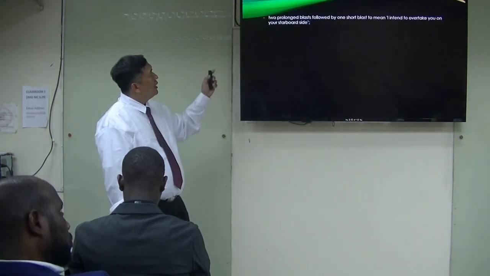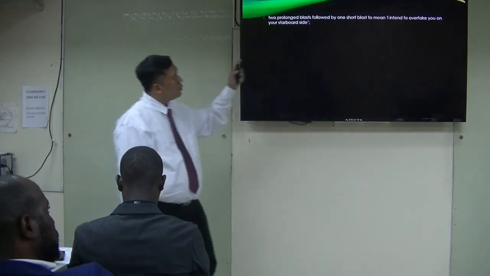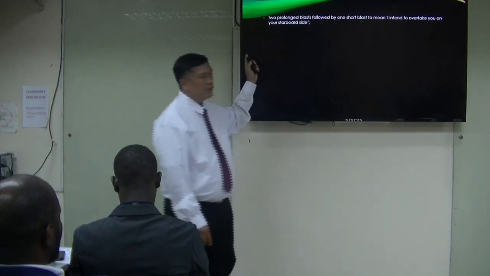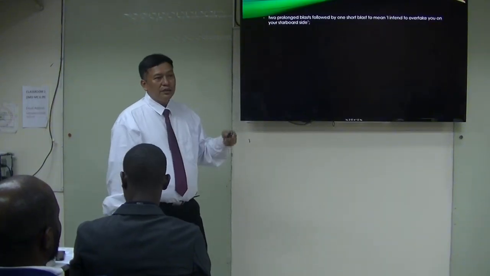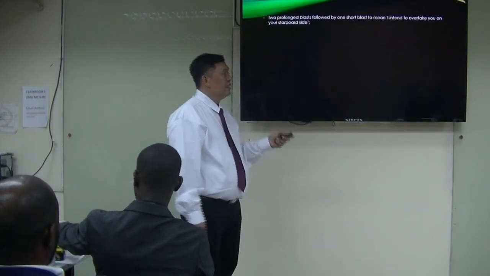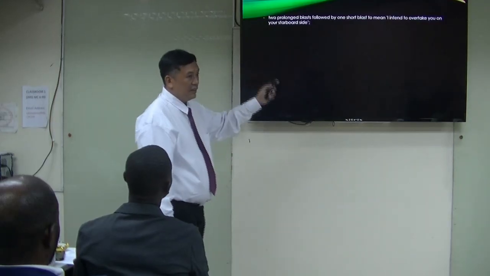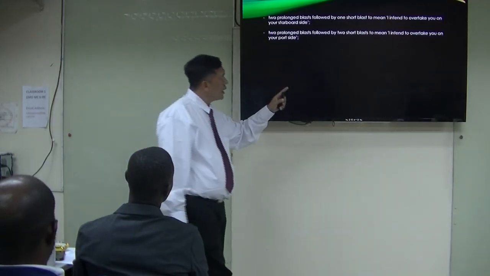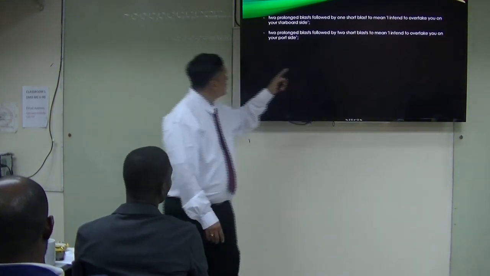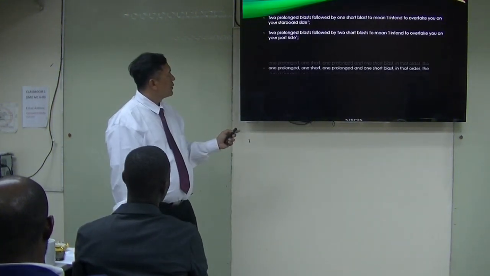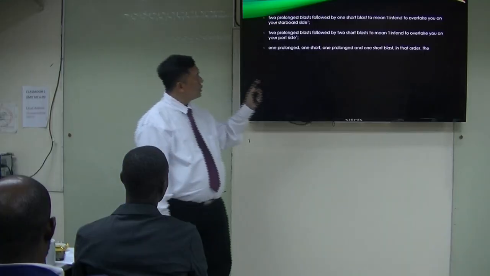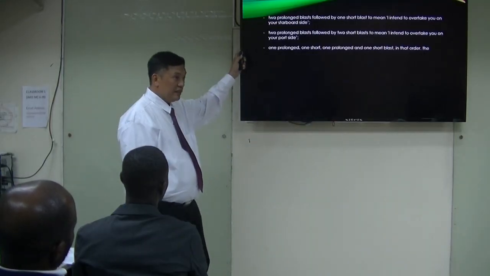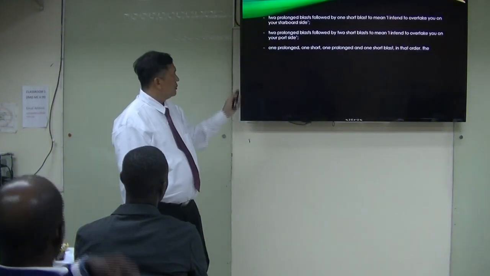Next, we have two prolonged blasts followed by one short blast. That means I intend to overtake you on your starboard side. So you can answer it also with that procedure before. The next one, two prolonged blasts followed by two short blasts, means I intend to overtake you on the port side. One prolonged, one short, one prolonged, one short. This is in order to answer this intention of other vessels.